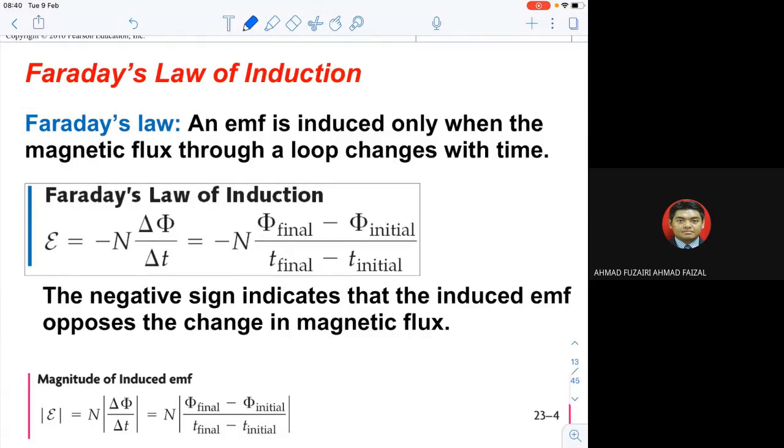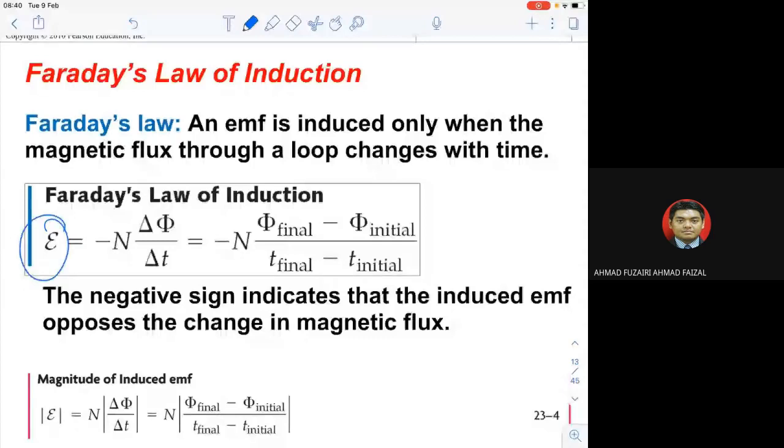So what is Faraday's law of induction? Faraday's law: an EMF is induced only when the magnetic flux through a loop changes with time. So, Faraday's law of induction doesn't involve induced current, remember. But they want you to understand that induced current can be derived from the induced EMF. That's why they are mentioning induced EMF.